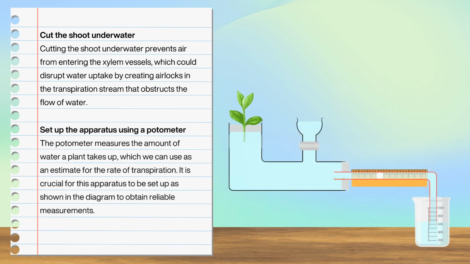We also set up the apparatus using a potometer. This is because a potometer measures the amount of water a plant takes up, which we can use as an estimate for the rate of transpiration. It is crucial for this apparatus to be set up as shown in the diagram to obtain reliable measurements.